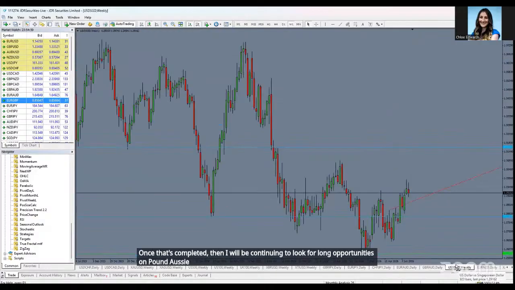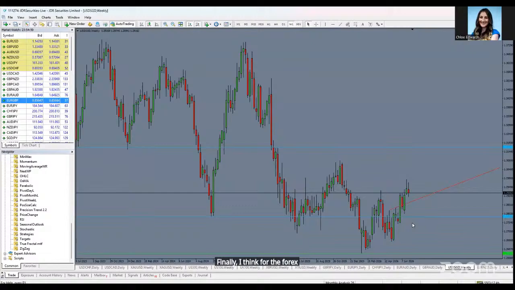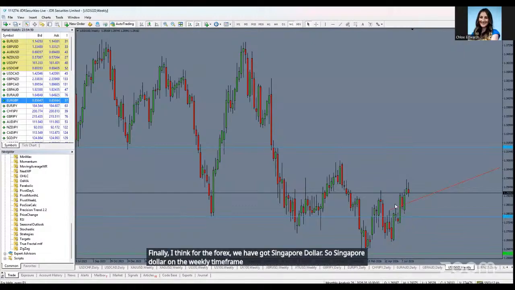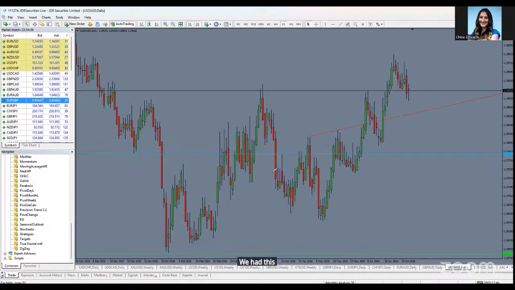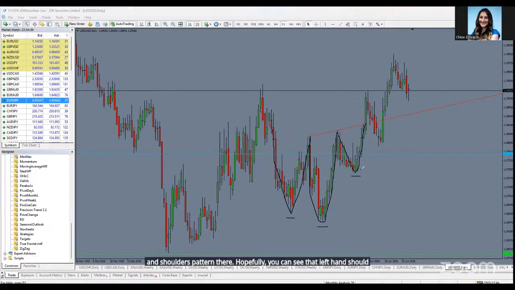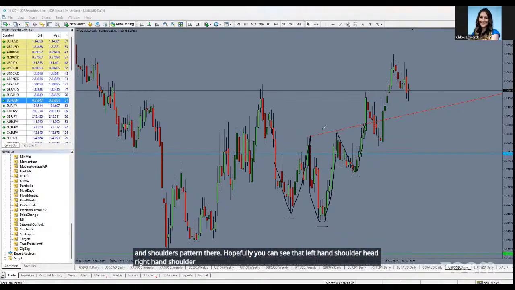Finally, I think for the Forex, we have Singapore dollar. So Singapore dollar on the weekly time frame, we have higher lows and higher highs. We can see that more clearly on the daily time frame. Higher lows, higher highs. We had this, I'll just draw it in to make it a little bit clearer, but it was an inverted head and shoulders pattern there. Hopefully you can see that. Left shoulder, head, right shoulder. There's the neckline in red there.